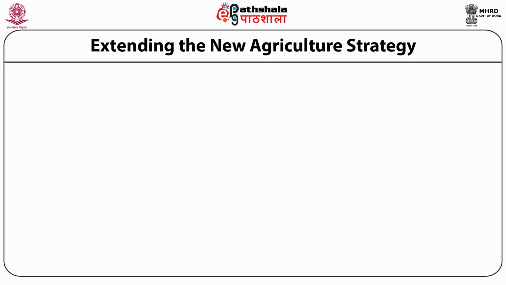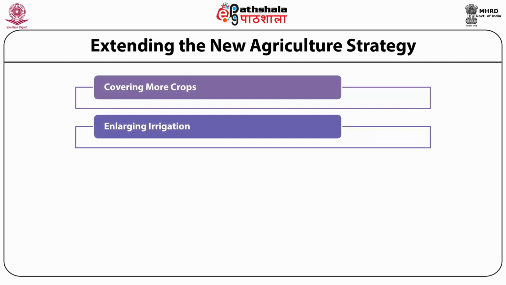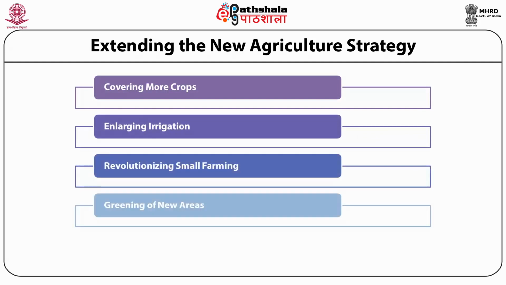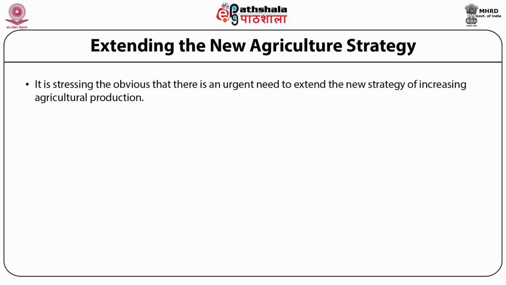Extending the new agriculture strategy. It should cover more crops. It should enlarge irrigation. It should revolutionize small farming. New ideas should come, and adoption of new technology and making it affordable is another area where we need to work upon. It is stressing the obvious that there is an urgent need to extend the new strategy of increasing agriculture production.